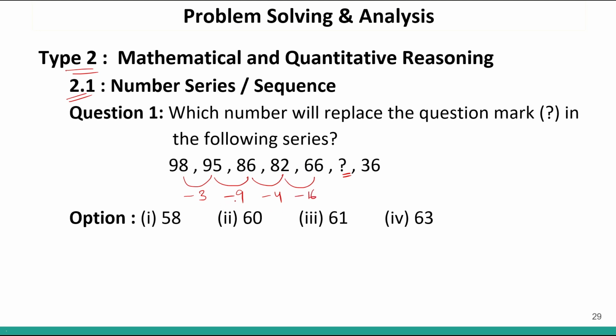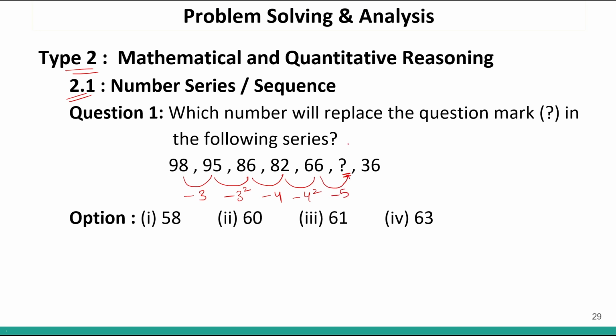Okay. So here I can see I can write 9 as 3 square. Similarly, I can write 16 as 4 square. So we are going minus 3, then we are squaring the number and subtracting. Then we are going minus 4, then we are squaring the number and subtracting. So now I'll go minus 5.